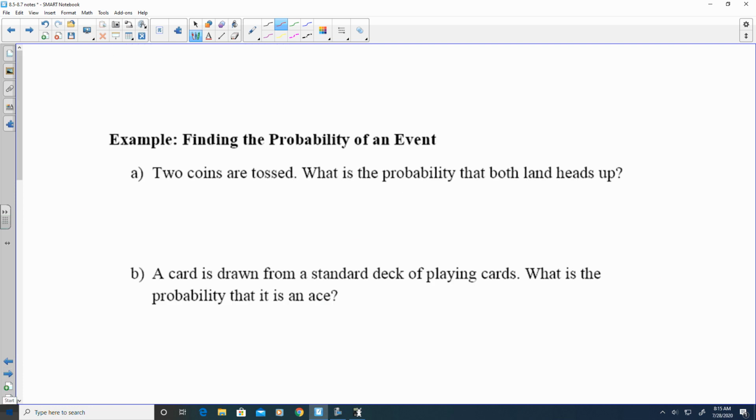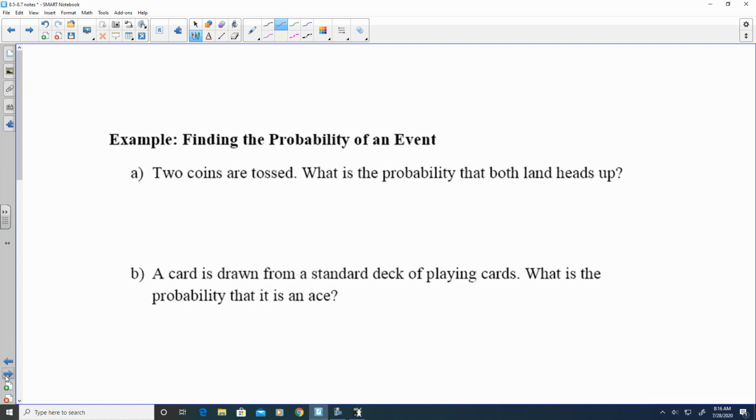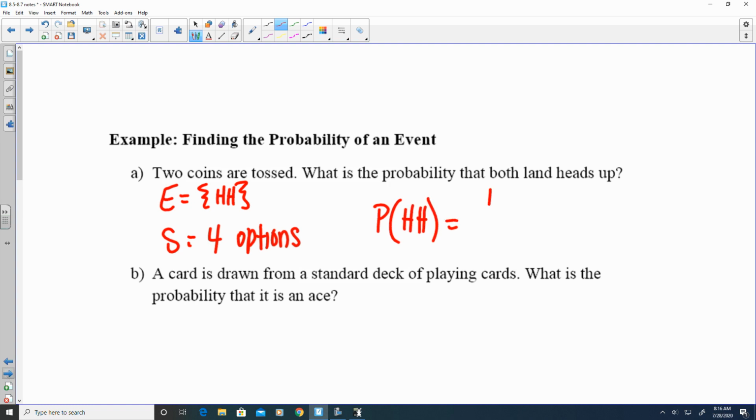So now we're going to actually find the probability of an event. We toss two coins. What is the probability that they both land heads up? So let's go back to our sample space for two coins. That's letter B here. There were 4 total options. And how many of those options had heads, heads? I see one option. So our event is heads, heads, and we know the sample space was 4 options from when we listed them all. Since there's only one way that event E can happen, the probability of heads, heads is 1 divided by 4.